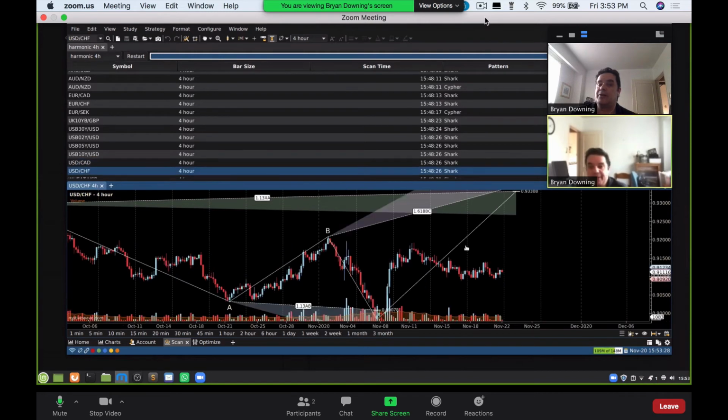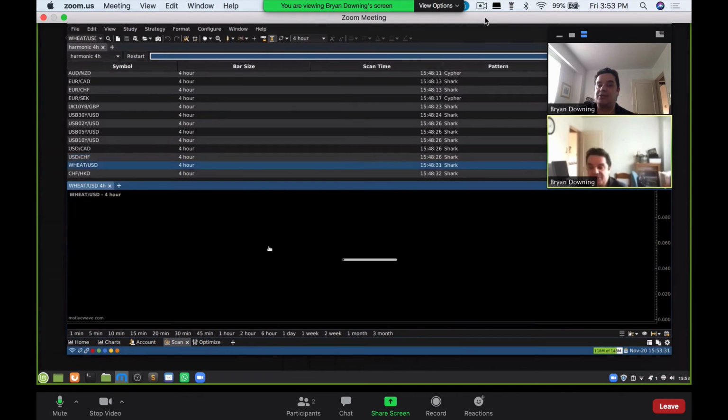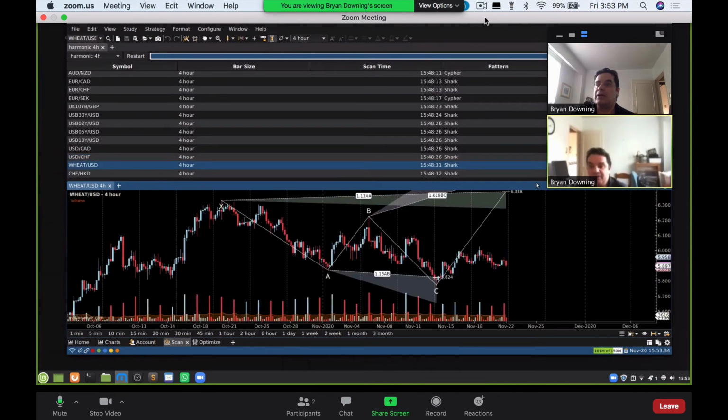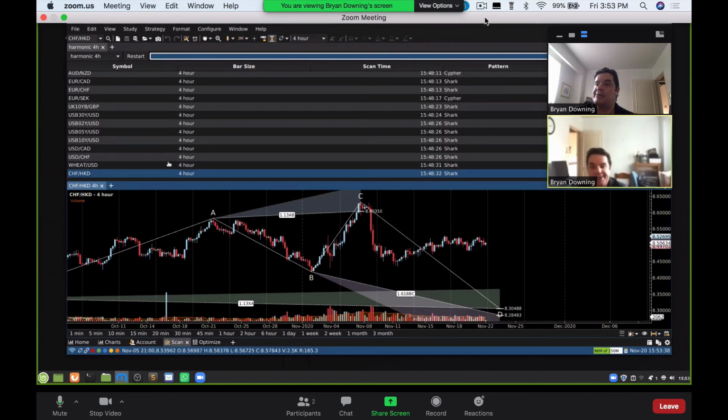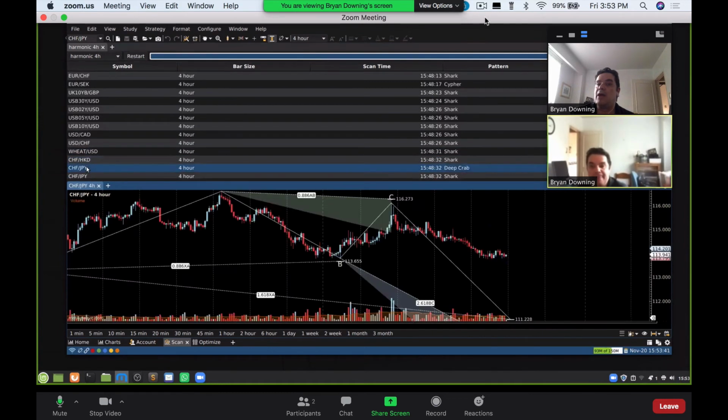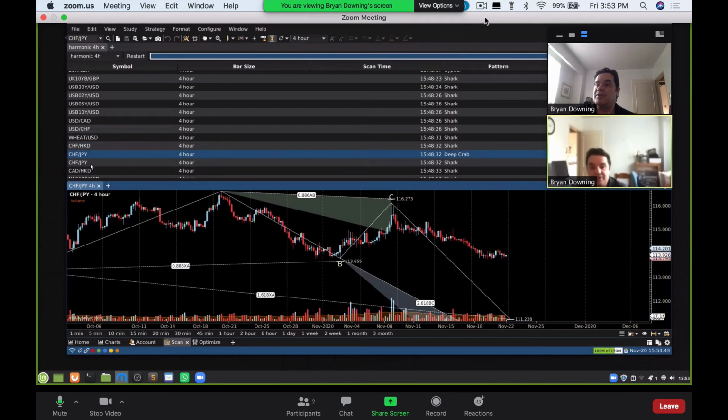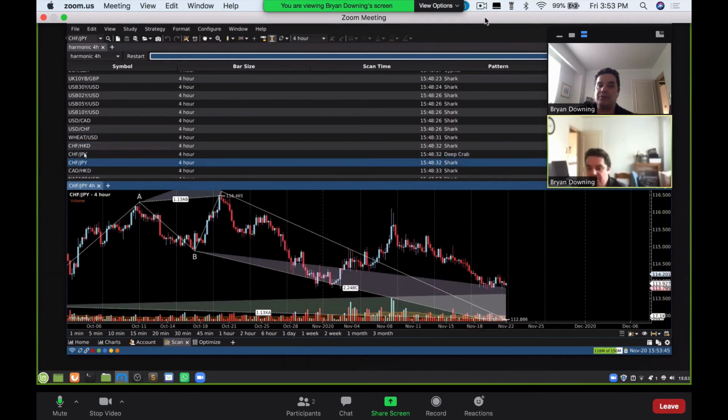Potentially, again, another USD CHF. Wheat is an interesting one because you're starting to see agriculture. We have a long there. CHF in Hong Kong, okay, we expect that. Now, I mentioned this before with the Japanese yen: you don't see the Japanese yen as much. You also don't see a lot of the USD as well. So keep that in mind.